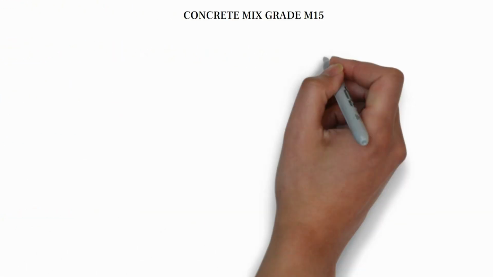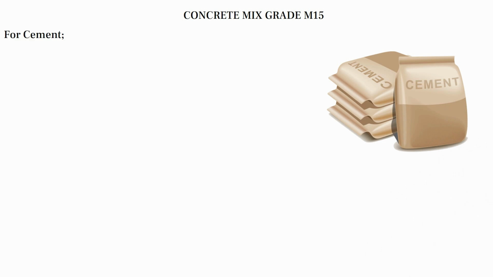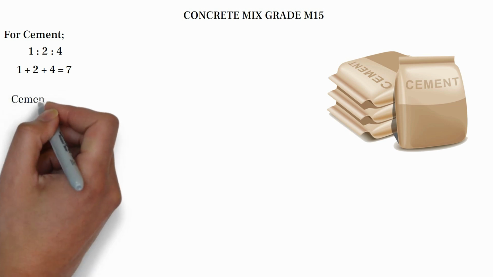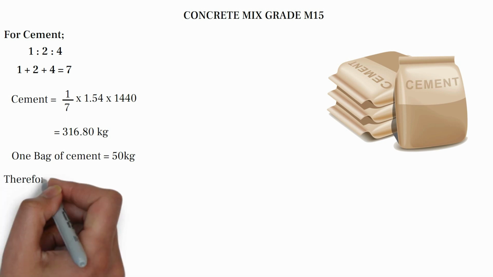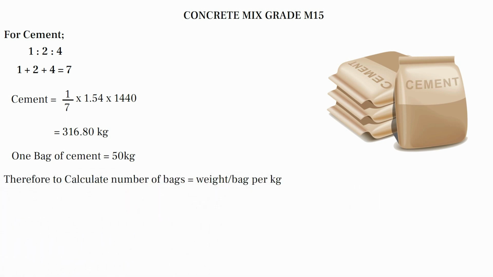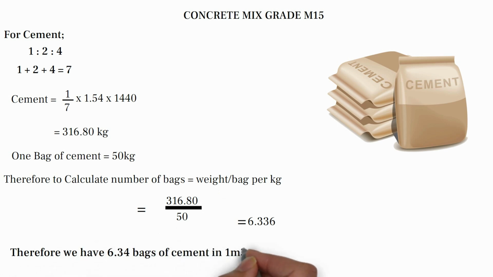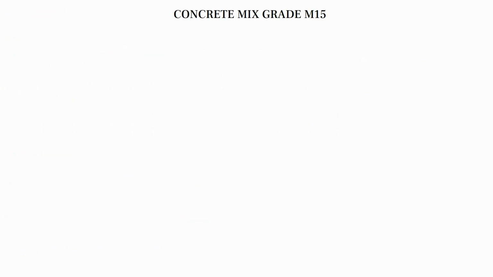For cement, we need to add the mix ratio together, that is 1 plus 2 plus 4 equals 7. So 1/7 multiplied by 1.54 multiplied by 1440, we have 316.80 kg. 1 bag of cement equals 50 kg. Therefore, to calculate the total number of bags required, weight in kg divided by kg per bag, that is 316.80 divided by 50, we have 6.336. Therefore, we have 6.34 bags of cement in 1 meter cube of M15 concrete mix.